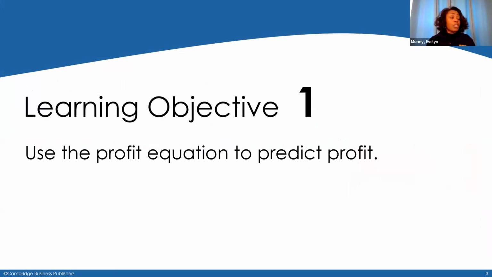Now, overall, cost volume profit analysis is a tool that uses the relationships between our costs, how many units we sell, and the profit that we expect from selling those units. And it allows us to make predictions and estimates about the future using those relationships.